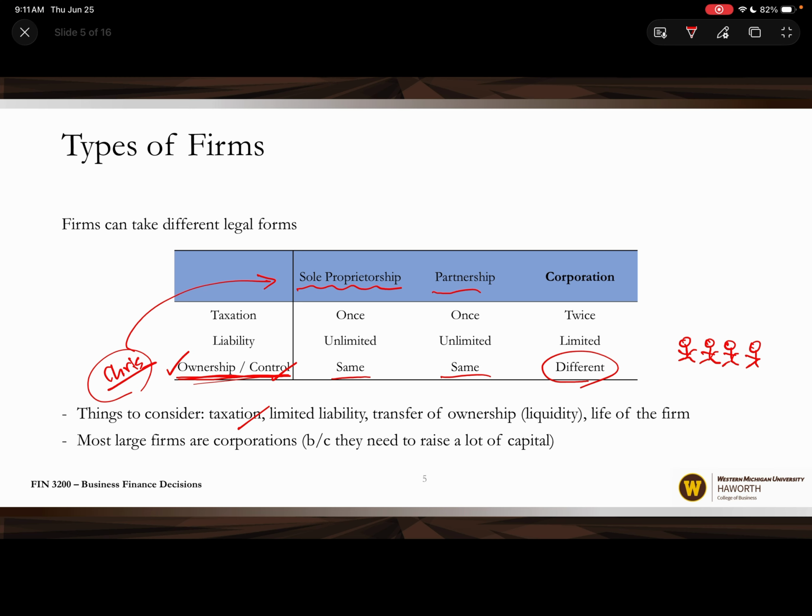Let's do an example. Recently, SpaceX went public. Elon Musk's space exploration company went public. So you could buy some shares of SpaceX and become an owner of SpaceX. Let's say these are some college students, and let's say this is me.